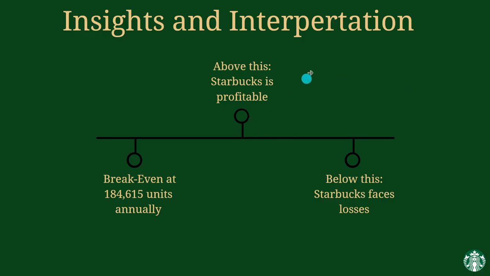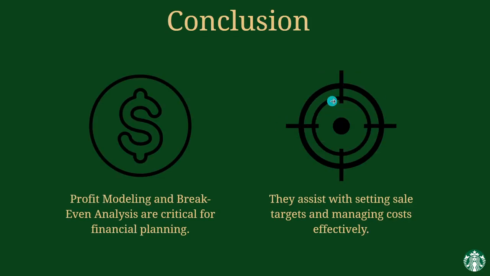From this analysis, we can see that the break-even point for a Starbucks store is approximately 184,615 units annually. Above this, Starbucks is profitable, and below this, the stores face losses. In conclusion, profit modeling and break-even analysis are critical tools for financial planning. They help in setting sales targets and managing costs effectively.